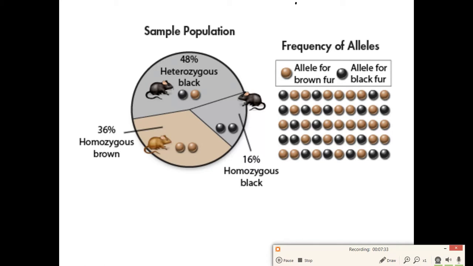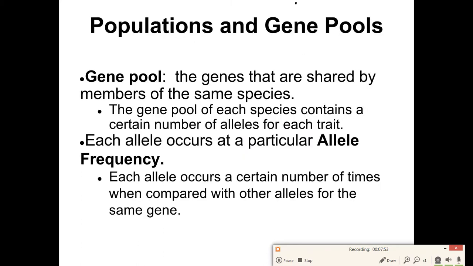Now, if these alleles were to change, let's say brown, like in the rock pocket mice, they're more fit, then what we'll see is a change in the gene pool, where the brown alleles become more abundant as the black mice are less successful.